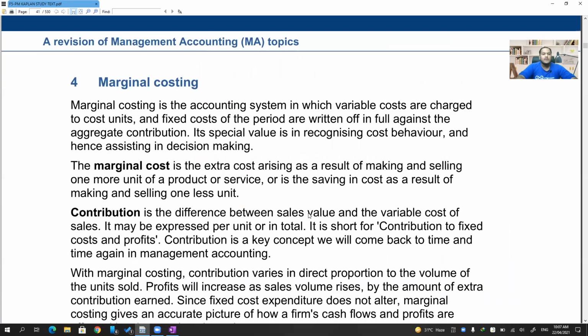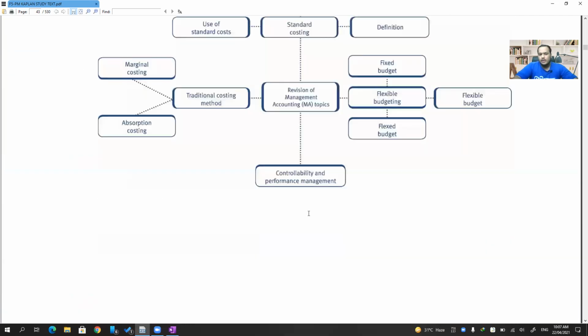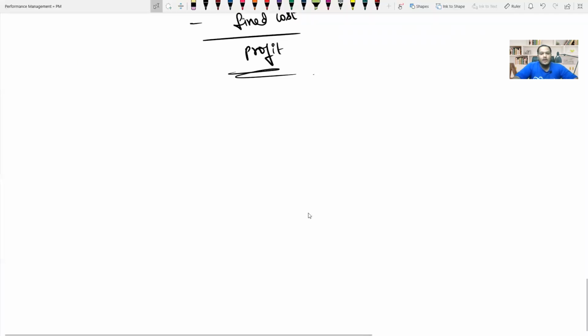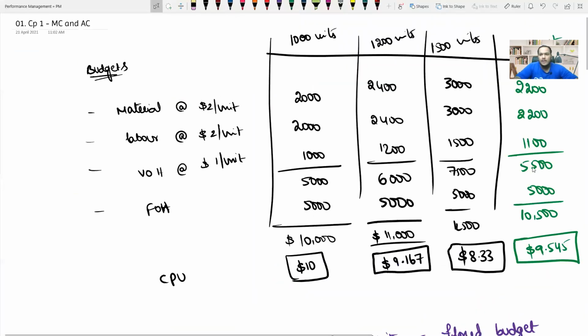This is the topic that we discussed yesterday. Is it clear, everybody? Over absorption and under absorption concepts in absorption costing.